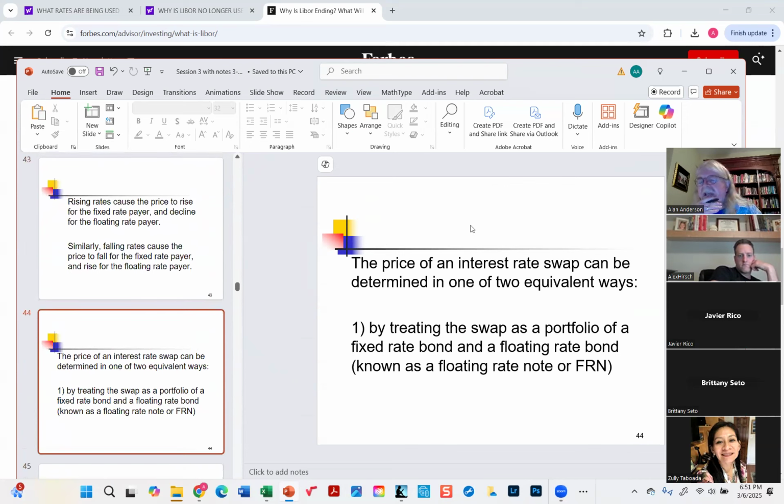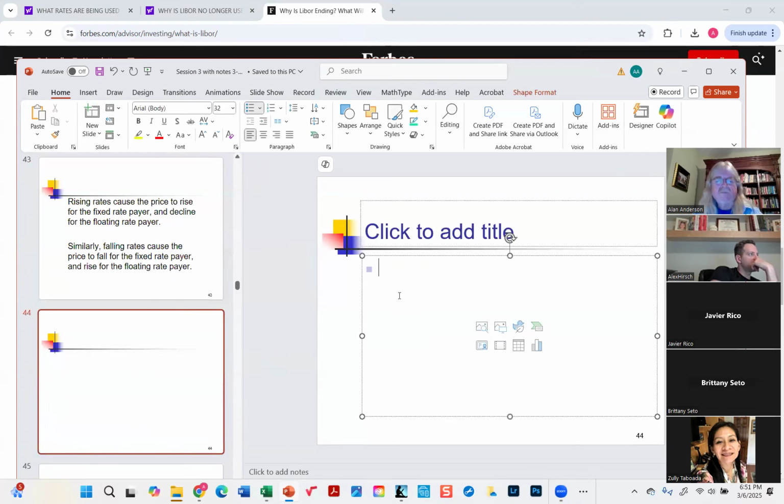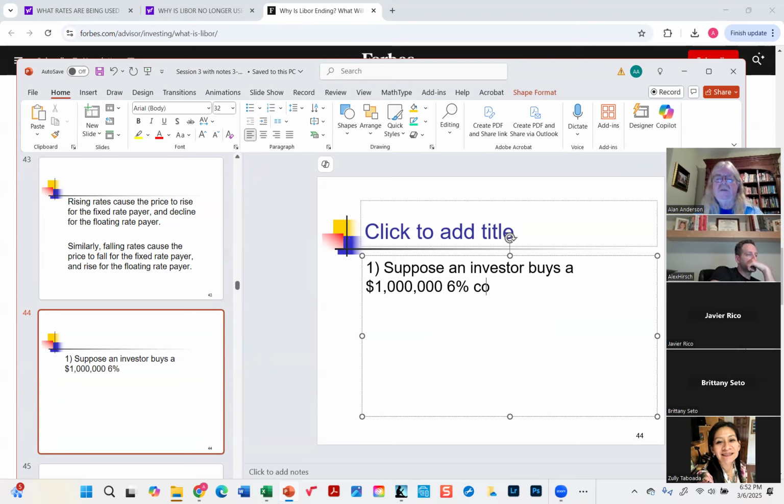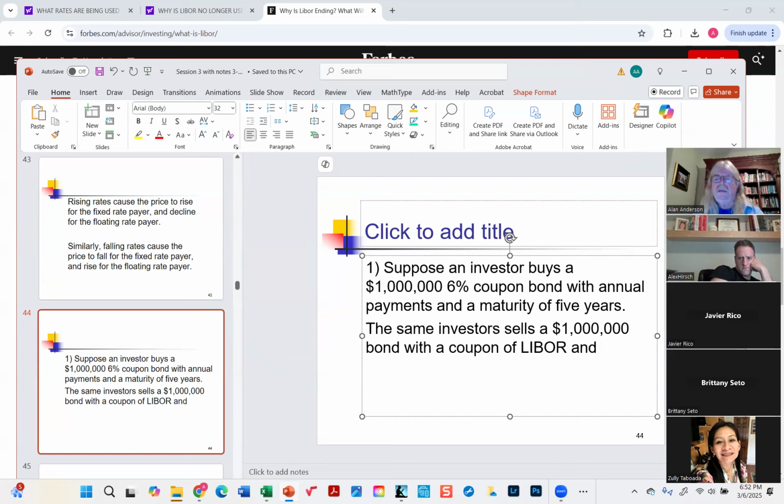So we can think of the swap's cash flows as being a fixed rate bond and a floating rate bond, where you buy one and you sell the other one, depending on what side you take. And keep in mind too, because a bond has a regular series of cash flows, we can make the claim that, suppose an investor buys a $1 million 6% coupon bond with annual payments and a maturity of 5 years. The same investor sells a $1 million bond with a LIBOR coupon and annual payments for 5 years.